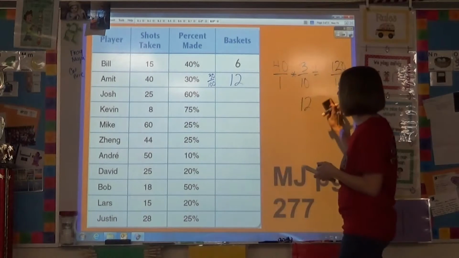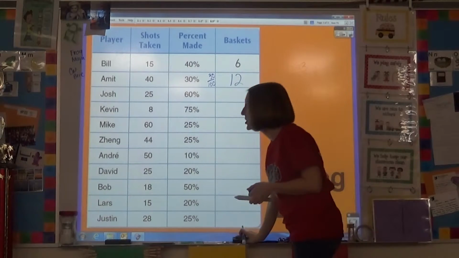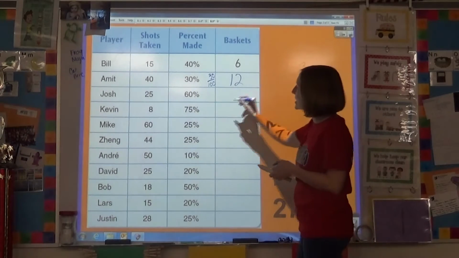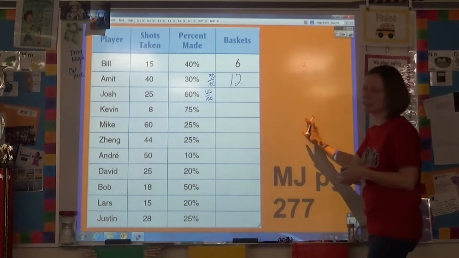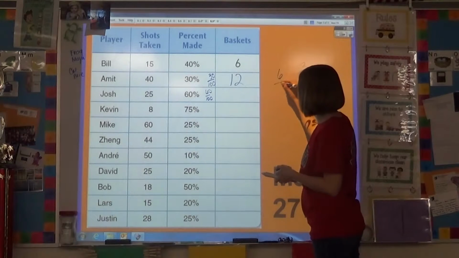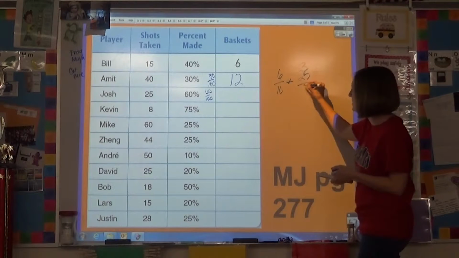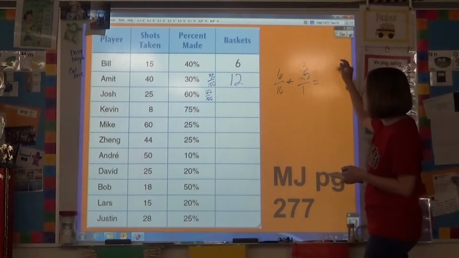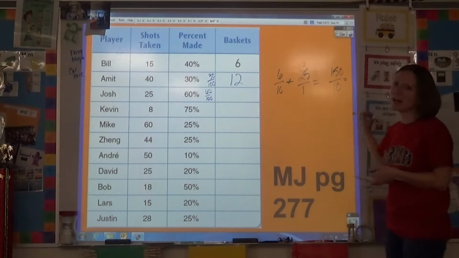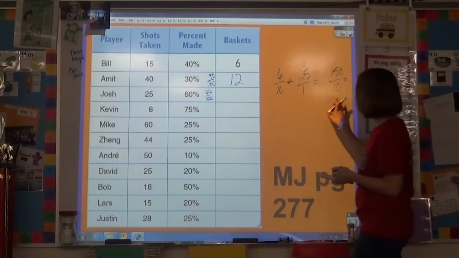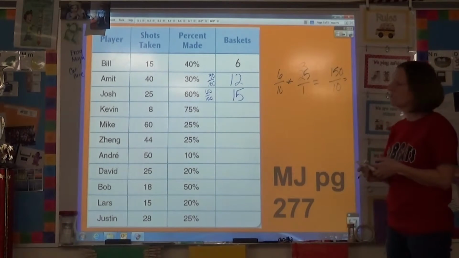If we take a look at our next player, we have Josh. And he made 60% of the 25 shots that he took. So 60% is 60 over 100. As a fraction, if we reduce that, it's 6 over 10. So 6/10 of those 25 shots, 25 over 1, multiply straight across. We get 150 over 10. We want to reduce that so that we don't have our improper fraction. And so if I divide that out, he made 15 shots. Okay, we'll do this for one more.